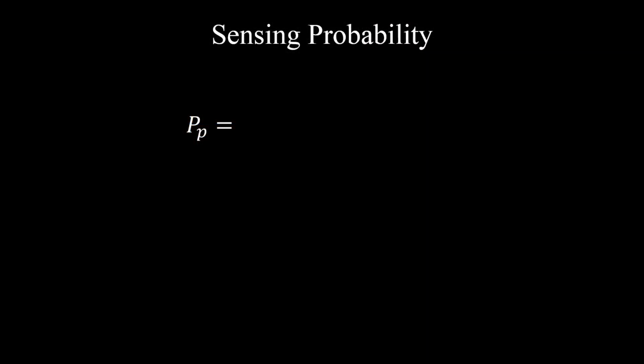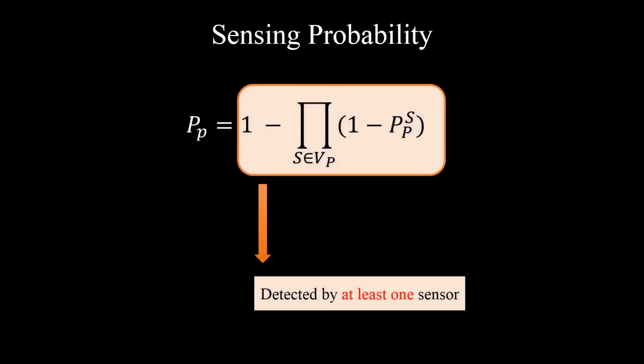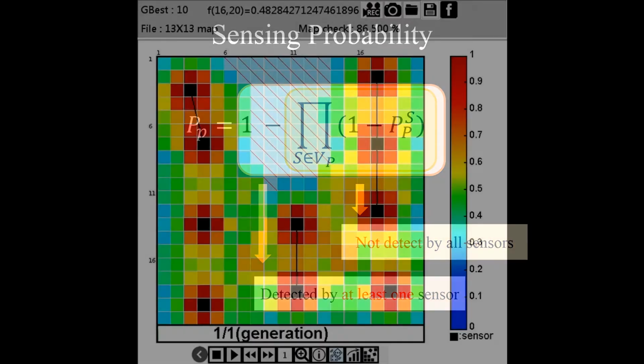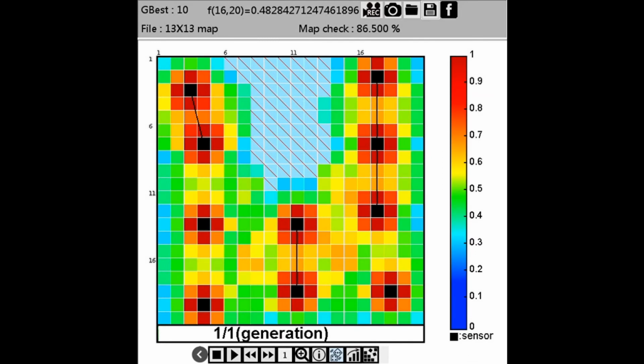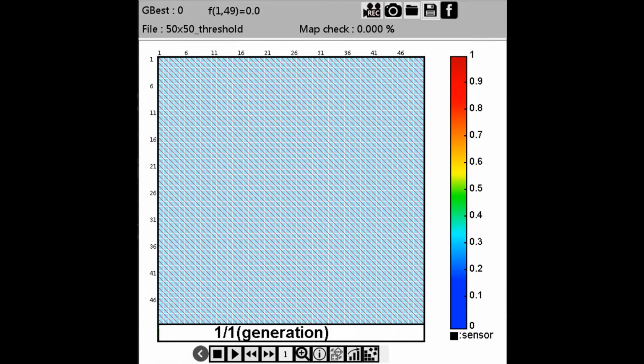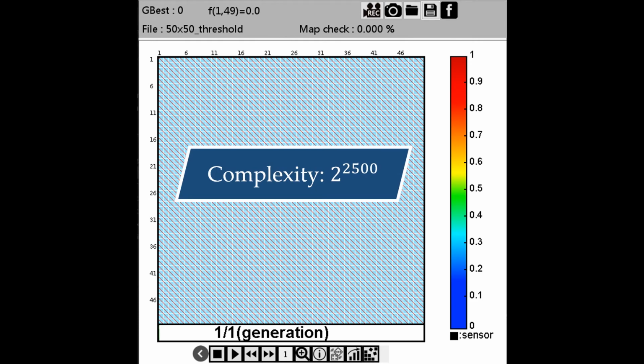However, the sensing probability is 1 minus the probability of not being detected by all sensors, which means the probability of being detected by at least one sensor. For example, when these positions are sensed by over 2 sensors, their probabilities will increase, from green to yellow. So, in this solution space, it only needs 12 sensors to meet the threshold. In a 50x50 solution space, the complexity is 2 to the power of 2500. Now we need a meta-heuristic algorithm to help us find a better solution.